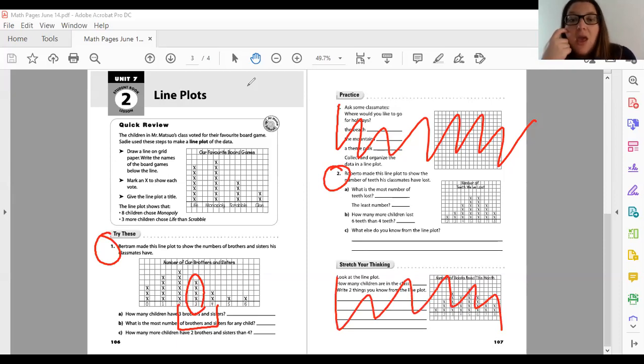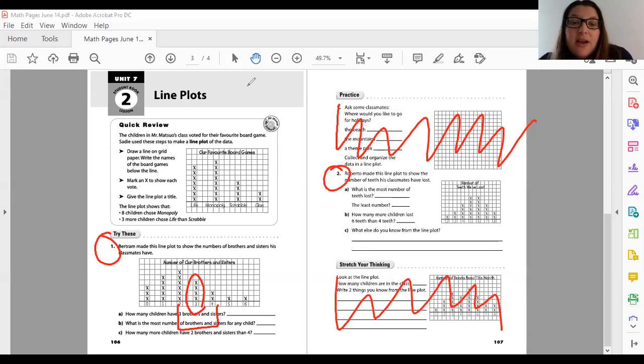Those are bonus. So here we have, Roberto made a line plot to show the number of teeth his classmates have lost. What is the most number of teeth lost? So again, you're going to look at the line plot and see which column has the highest amount of X's. So which one is the tallest, okay? And which one is the shortest? So you're looking for the biggest and the smallest lines.